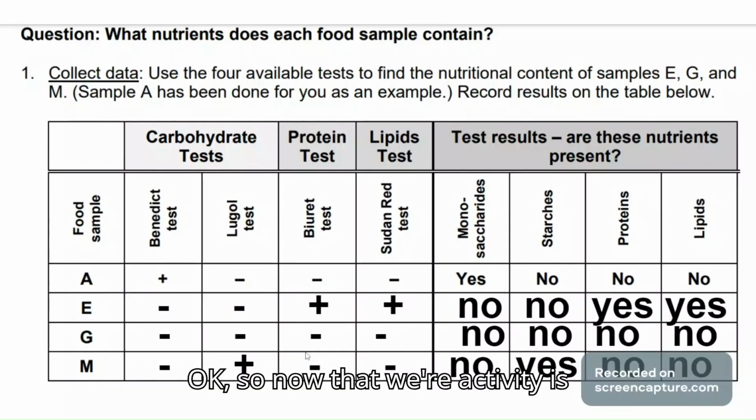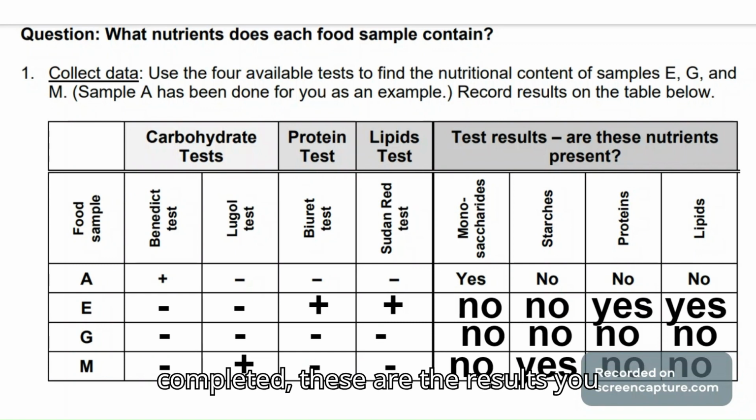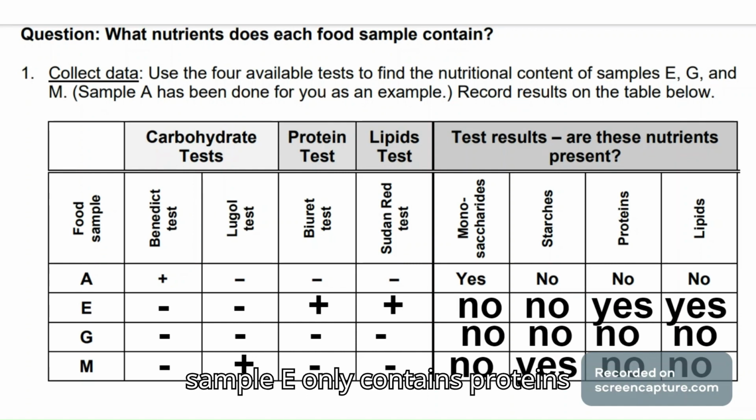Okay, so now that our activity is completed, these are the results you should have come up with. Sample E only contains proteins and lipids. Sample G really contains none of the above nutrients.